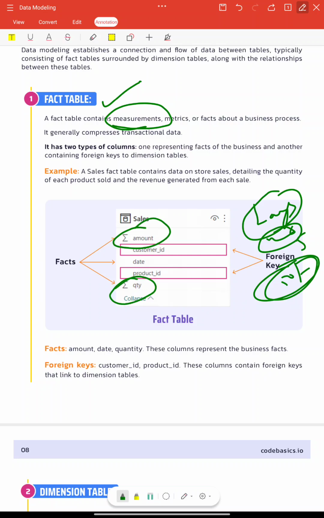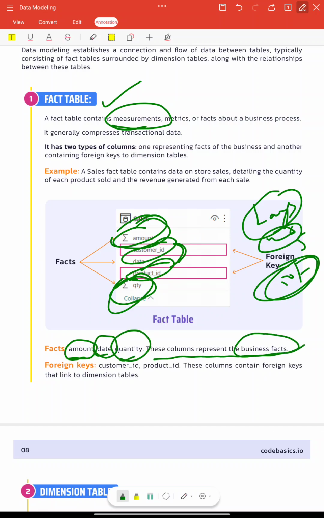Quantity is a fact, for the product you purchased and for the customer. These are the foreign keys and these are the facts. Facts are basically the amount, or a date, or a quantity. This column represents the business facts. The foreign keys will be customer ID and product ID.